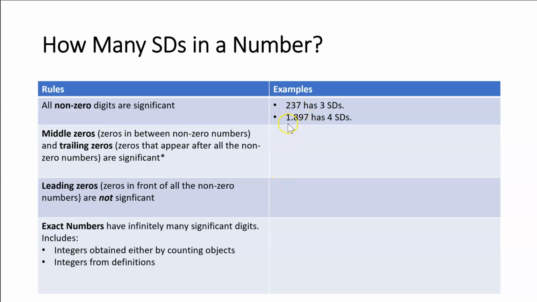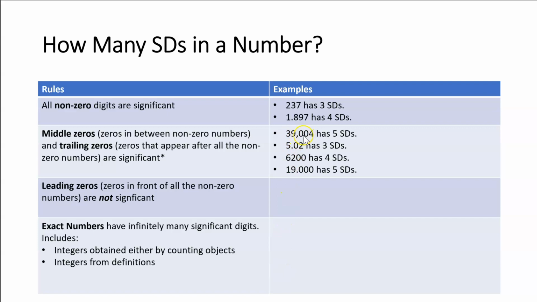1.897, there's no zeros here, so we can count all these digits as significant. 1, 2, 3, 4 significant digits. Rule 2: middle zeros, zeros that are in between the non-zero numbers, and trailing zeros, those are zeros that appear after all the non-zero numbers. Those are significant. Examples.